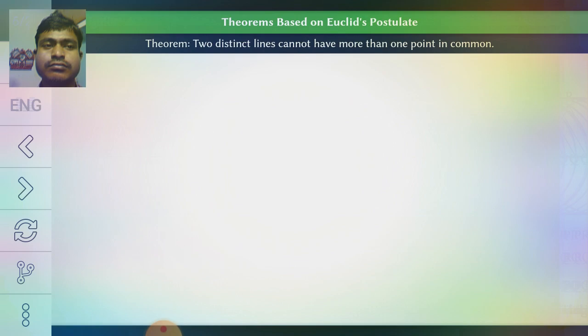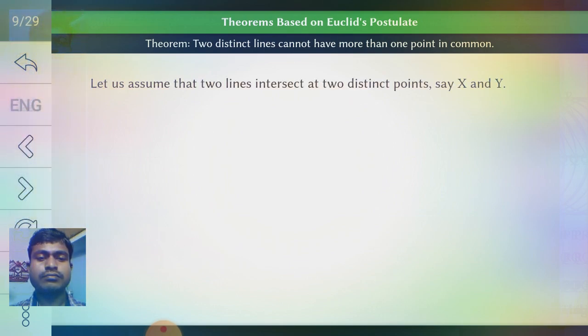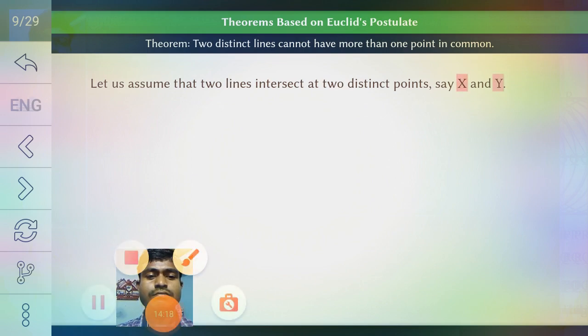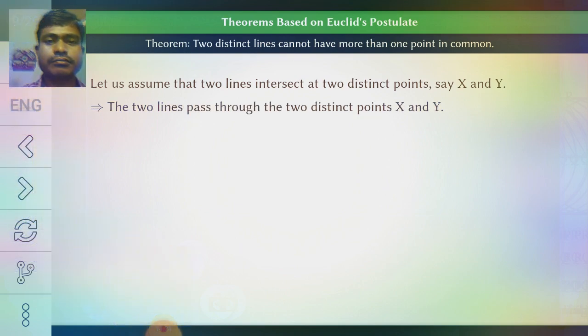Theorem: two distinct lines cannot have more than one point in common. Let us assume that two lines intersect at two distinct points, say X and Y. This implies that two lines pass through the two distinct points X and Y.